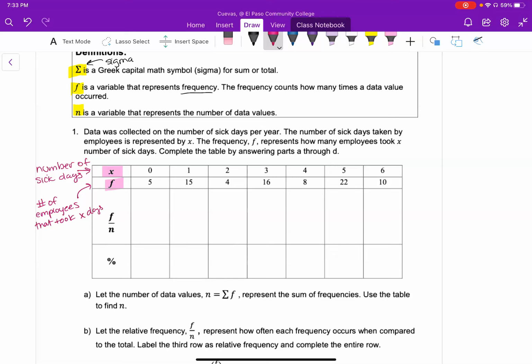So I'm going to pause right here before I go on to answering questions. This is the way I've always expected you to read a table, is you want to stop and make a sentence to see if you understand it. So if I pick any random value, let's pick 2 and 4. This says that 4 employees took 2 sick days. Now I feel like I understand it and I'm ready to move forward with some questions.